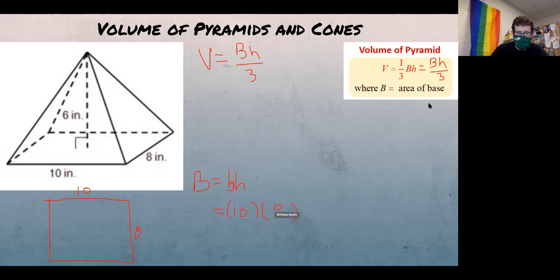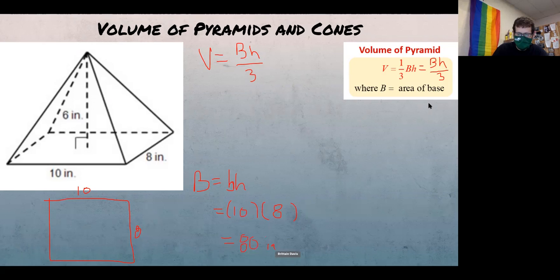10 times 8. So this part, pretty straightforward. And all your problems today are going to be straightforward. You will have the dimensions known. You just need to go through and figure out how to plug them into the correct formulas and get your answer. But you don't need to worry about doing any trigonometry or special right triangles today. That'll be tomorrow. 10 times 8 is 80.